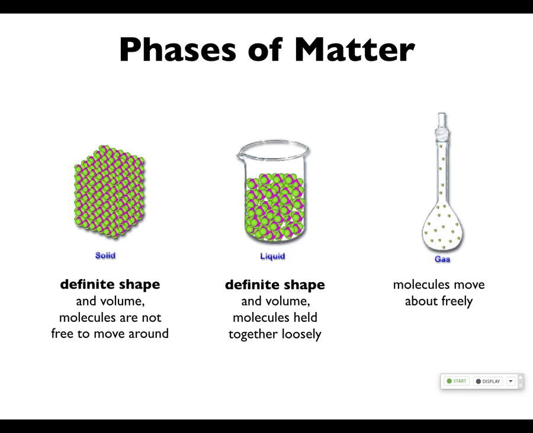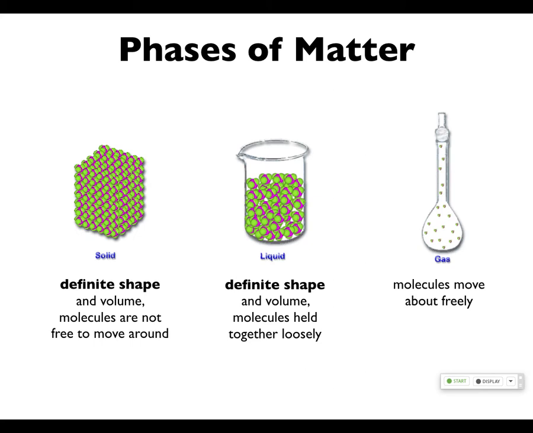What are the phases of matter? You can read them. Yes, solid, liquid, and gas. Those are our phases of matter. Solids have a definite shape, definite volume. Molecules don't really move. What can molecules in a solid do? It's kind of like jiggle. Okay, that's all they can do.